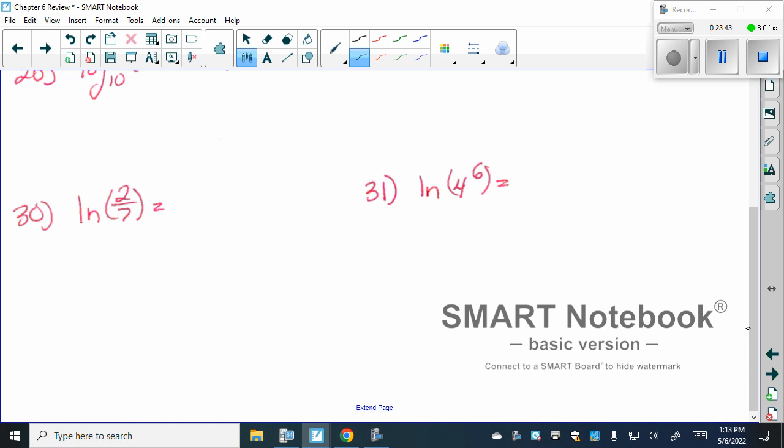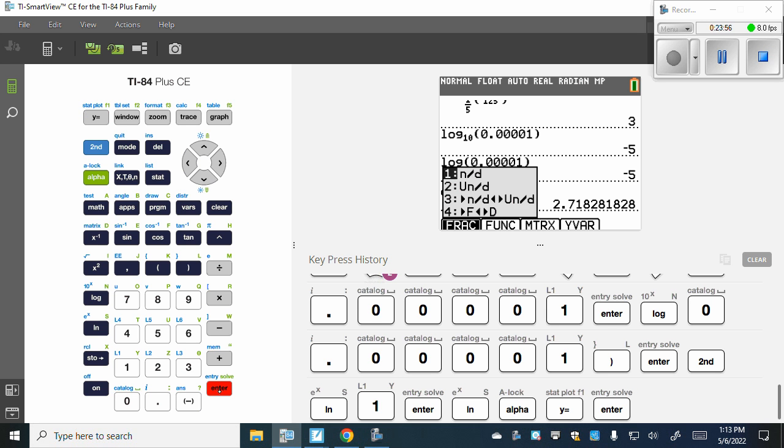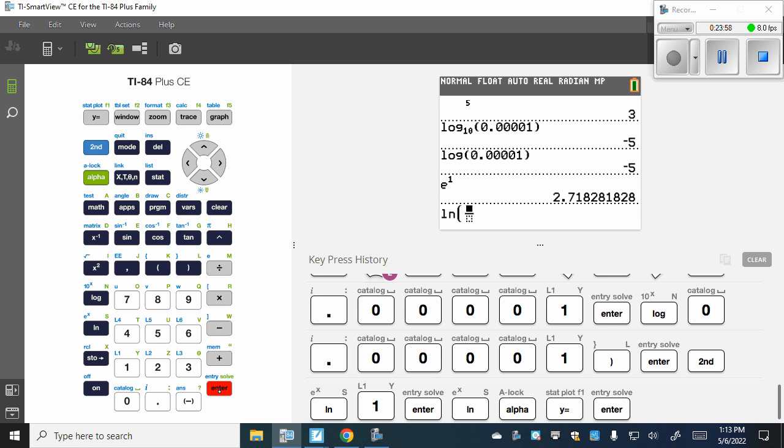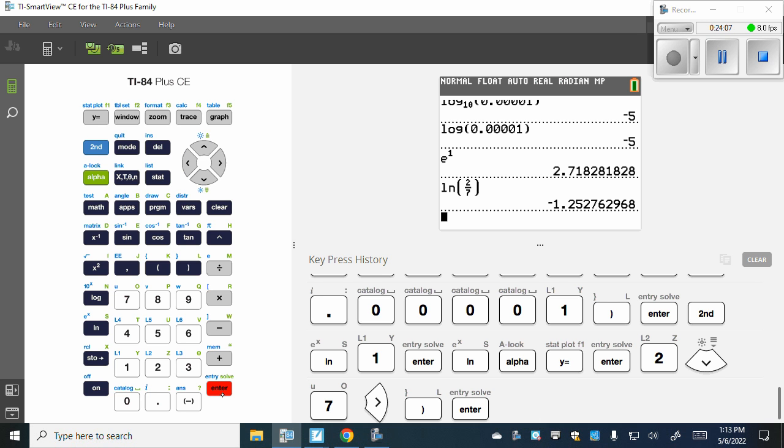So guys, let's look at number 30. So that's the natural log. So for ln, we don't have to do the log base. It's just ln. So we hit the ln button. Alpha y equals, enter. Is it 2/7? 2 over 7, close parentheses, enter. And that's the answer. So negative 1.253. Because we're rounding to 3 decimal places.